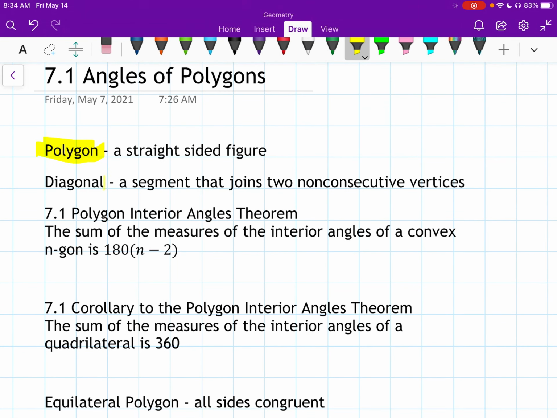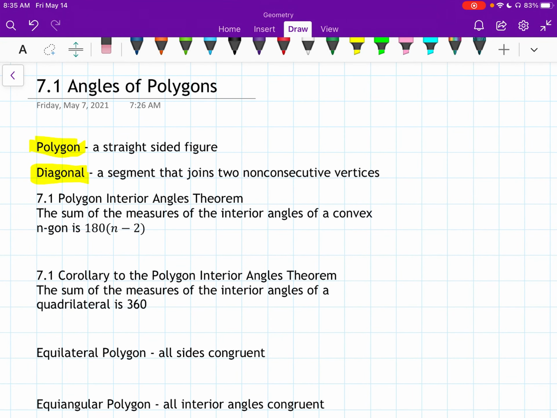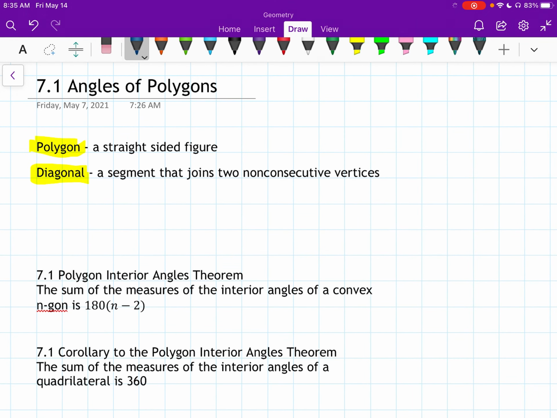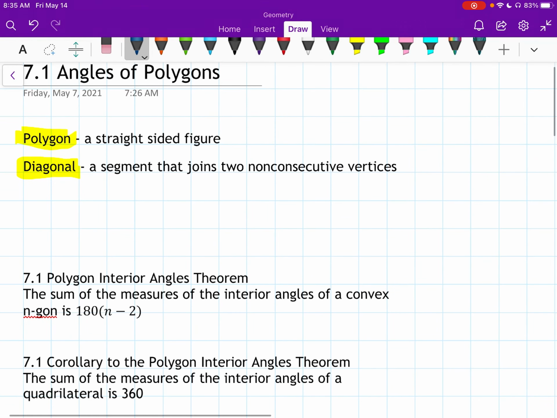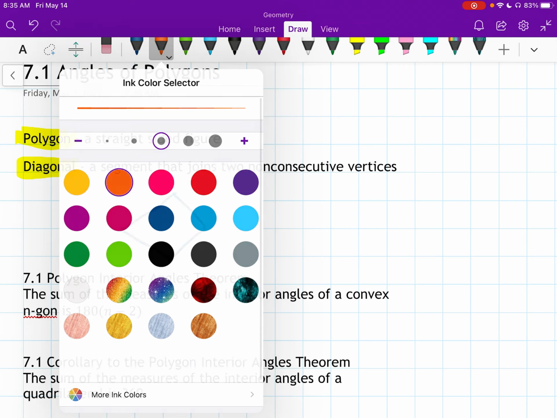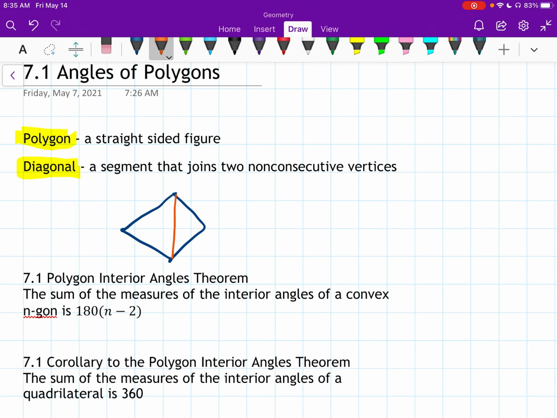A diagonal. A diagonal is a segment that joins two non-consecutive vertices. And a vertex is an angle. So what this would be, is if we had a shape, then a diagonal would go, as you would assume, like that. If we had more sides, then you could have diagonals here, here. And then there's also ones coming out of each vertex.